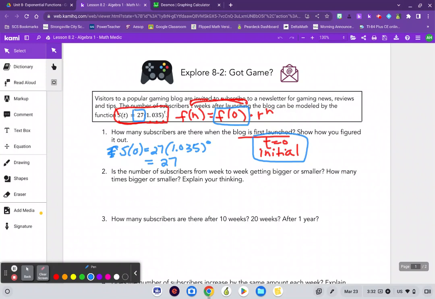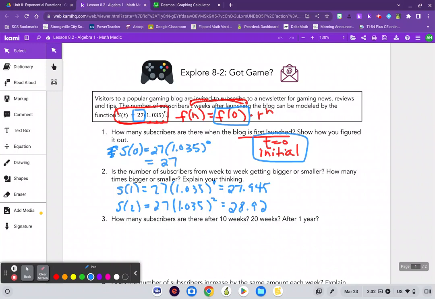Problem 2 says, is the number of subscribers from week to week getting bigger or smaller? And how many times bigger or smaller? Explain your thinking. So we know what s of 0 is. Let's do s of 1. If I do that, I get about 27.945. Let's do s of 2. So I'm going to put 2 in here, and if I calculate that, I get 28.92.